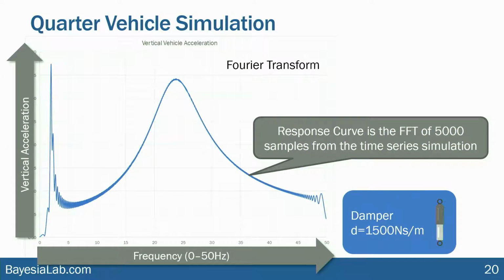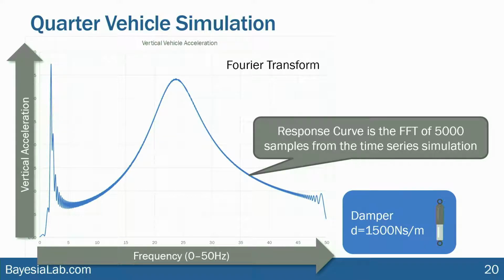So for that reason, we're translating this now. We're performing a Fourier transform, moving from the time domain into the frequency domain. So on the x-axis, you now have the frequency range. On the y-axis, we still have vertical acceleration.